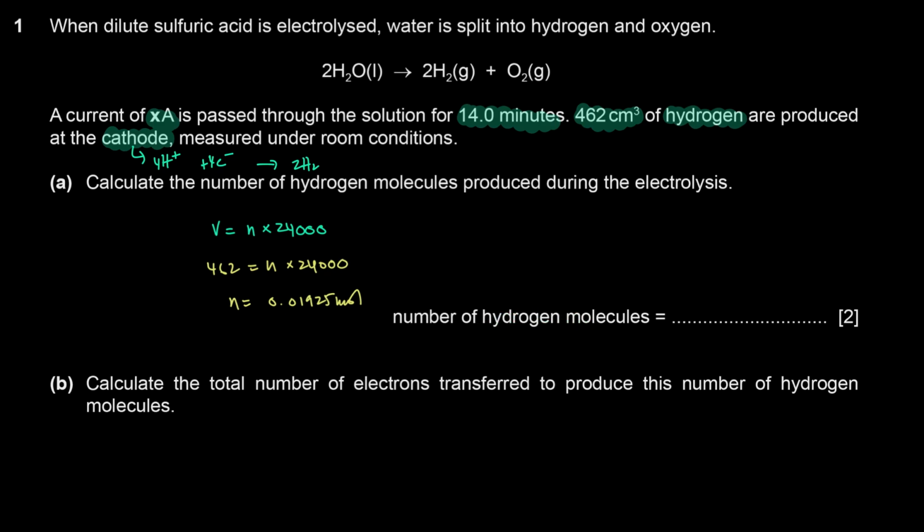Now they want to know the number of hydrogen molecules. So if you guys remember, the number of molecules is simply the number of moles times Avogadro's number. That's 6.02 times 10 to the power of 23. Another way of thinking about this is we know that 1 mole of hydrogen gas will have 6.02 times 10 to the power of 23 molecules. So then in 0.01925 moles, how many molecules will there be? That's what we want to figure out here. So the number of molecules is simply 0.01925 times 6.02 times 10 to the power of 23, giving us 1.16 times 10 to the power of 22 molecules.